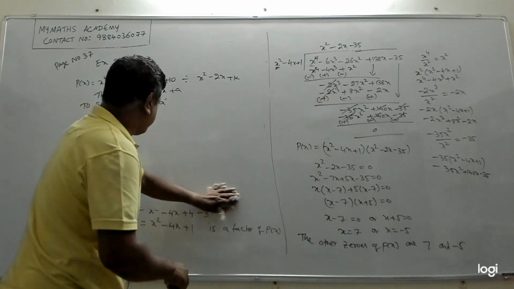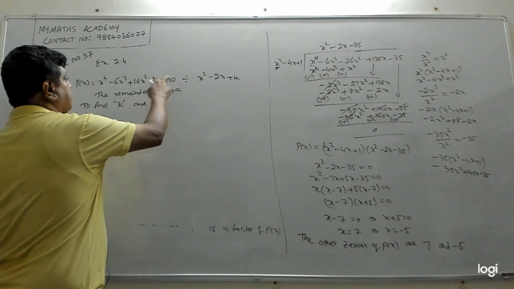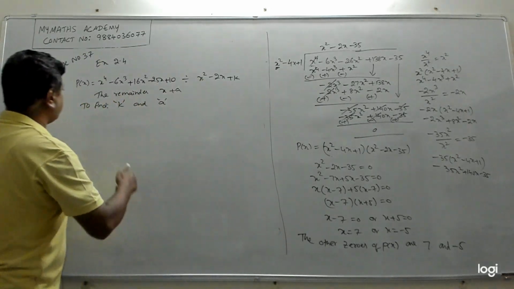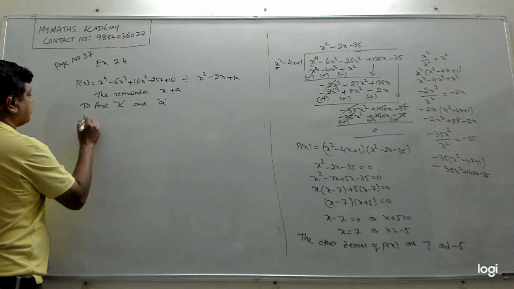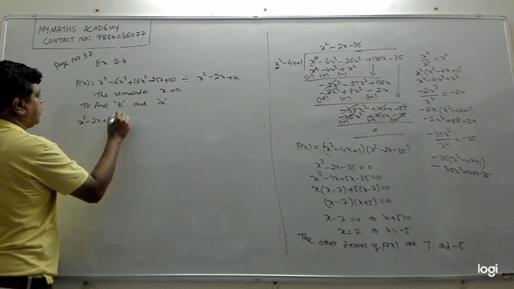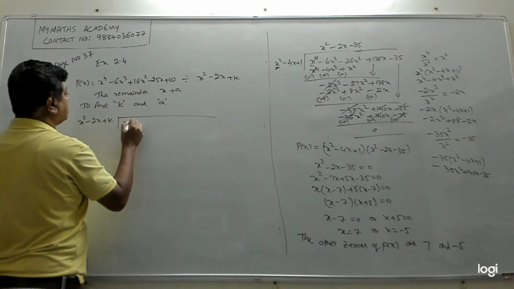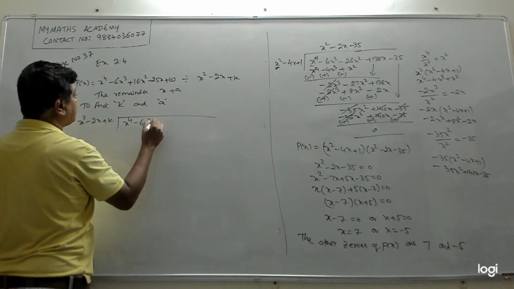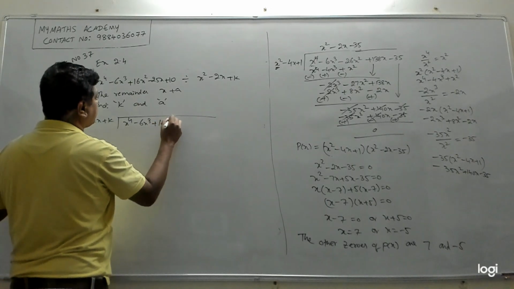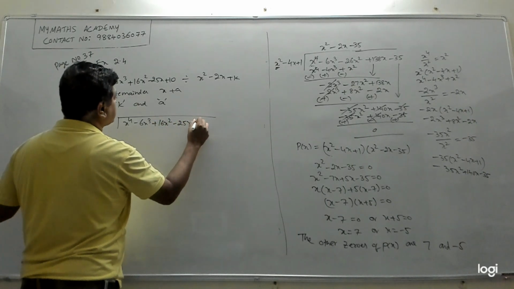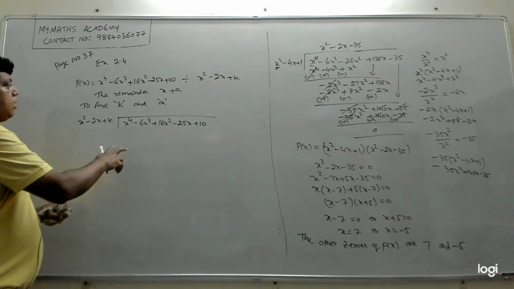We'll have to divide them. We have to divide this by this. Right? I'll do it here. So we have x square minus 2x plus k, and this divides 6x power 4 minus 6x cube plus 16x square minus 25x plus 10. And we have to find the value of k and a.